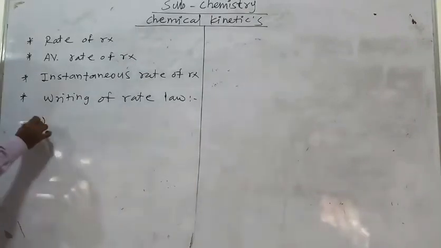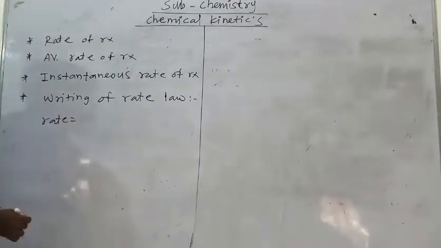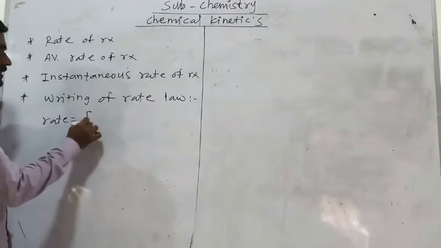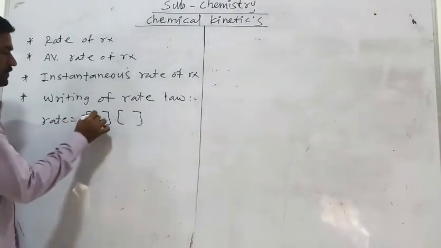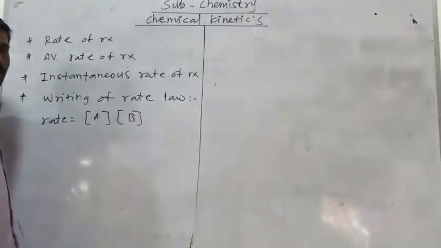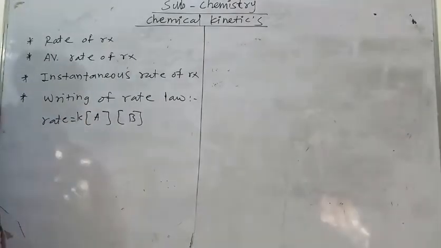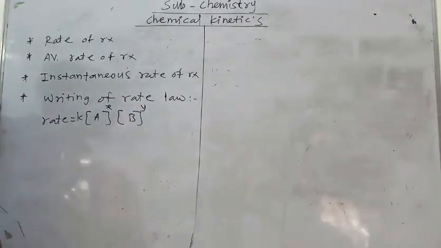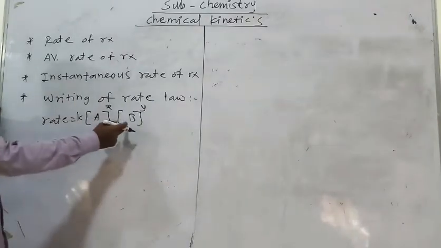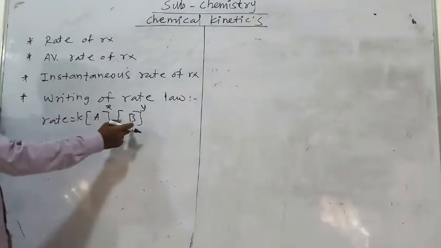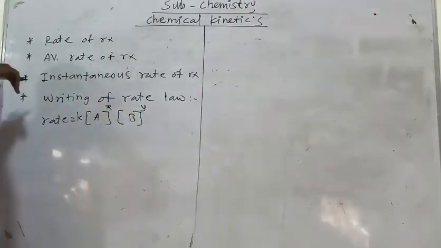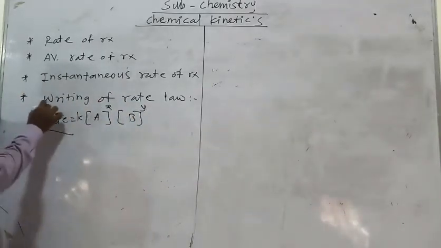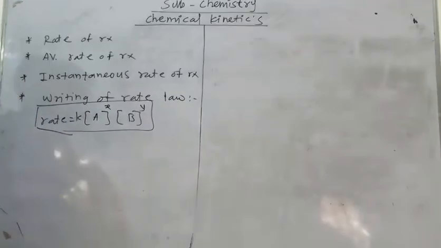The rate depends on the concentration of the reactant molecules. If we consider the reactant molecules are A and B, the rate is equal to K, the proportionality constant, which is also known as the rate constant. If we consider the powers X and Y for the concentrations of the given reactants A and B, X and Y are the powers. That is the rate equation for any given reaction.